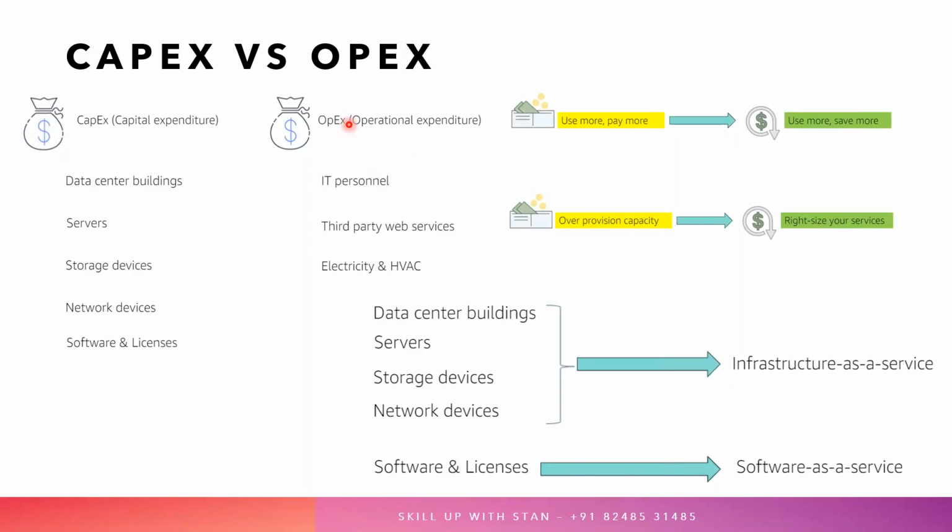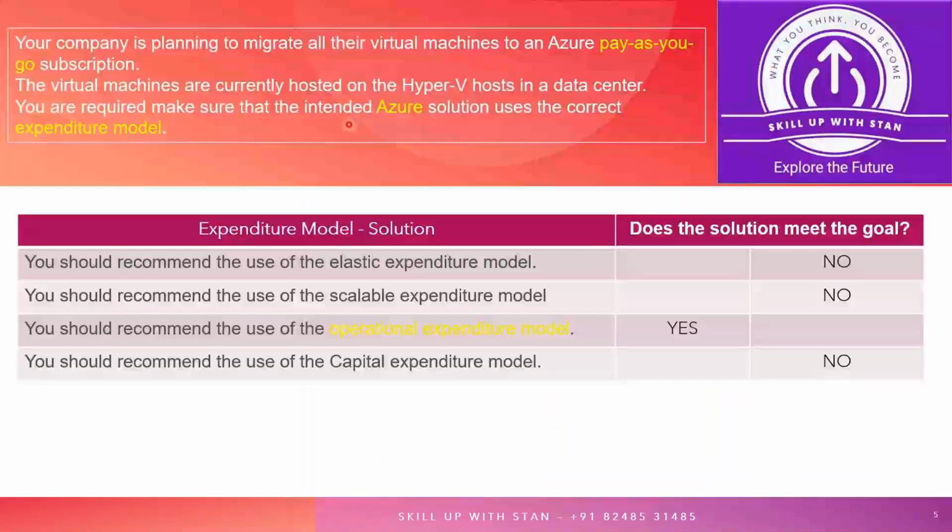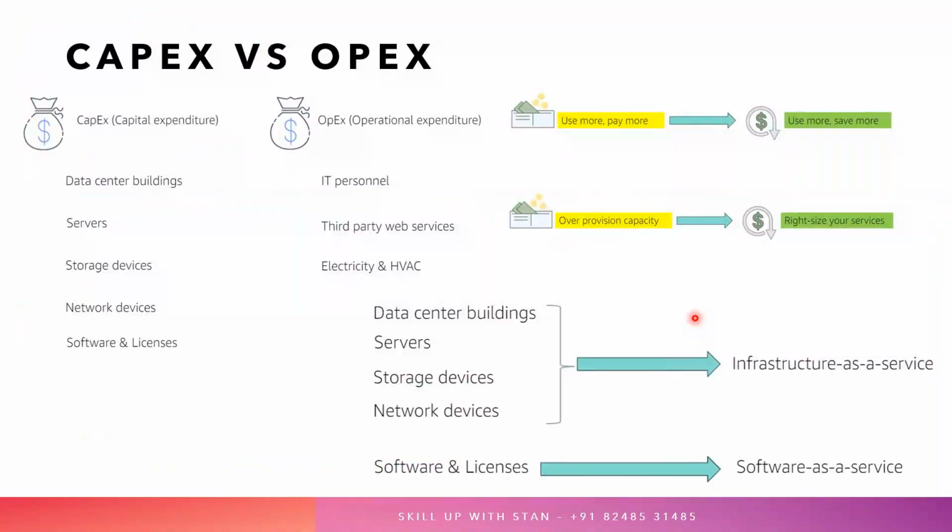But the cloud model by default, it is pay as you go model. So whatever you are consuming, it is consumption based model, which is nothing but operational expense model. So whatever you are consuming and using for your application, you need to just pay for those as an operational expenditure model. So the other three models, elastic expenditure model, scalability model, and capital expenditure model. Capital expense model is appropriate for your on-premises data center. So these are all wrong answers. The correct answer is operational expenditure model.